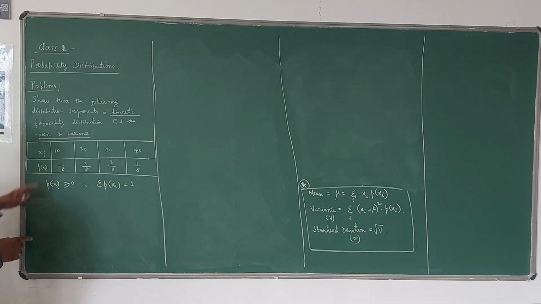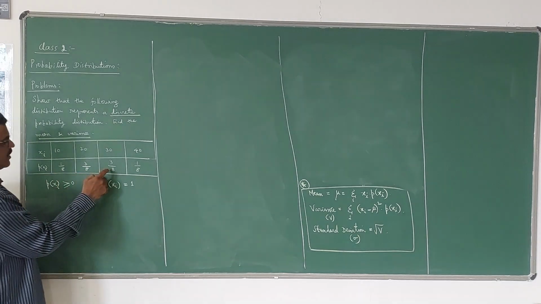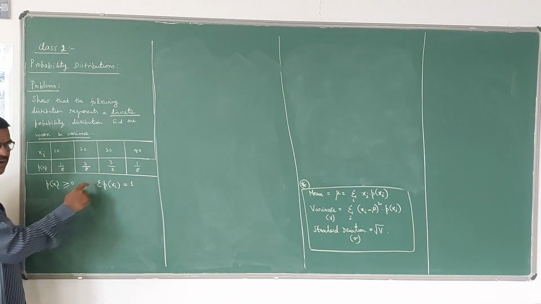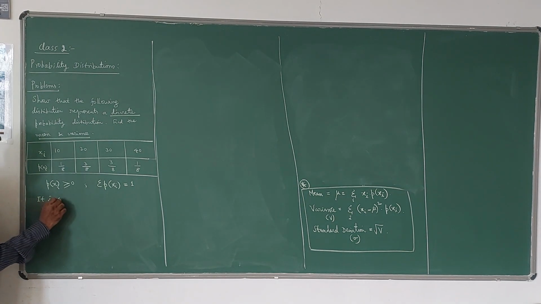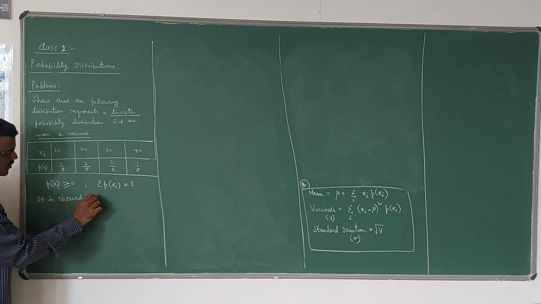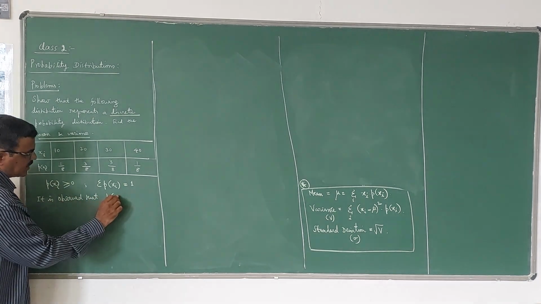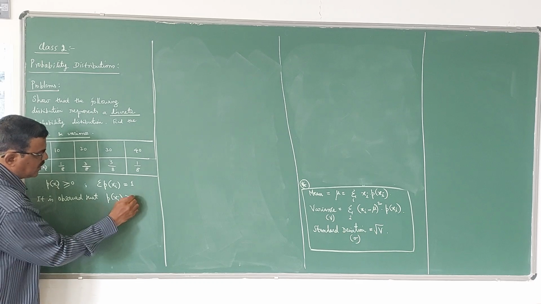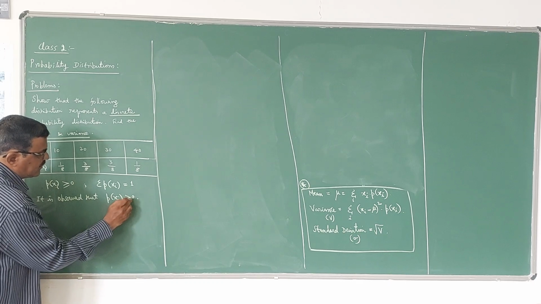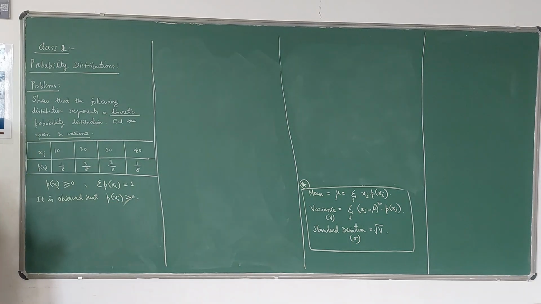Now let us check all these p of xi values. They are all greater than or equal to 0. None of them are negative. So it is observed that p of xi is greater than 0. All the values are greater than 0 only. Therefore, the first condition is satisfied.